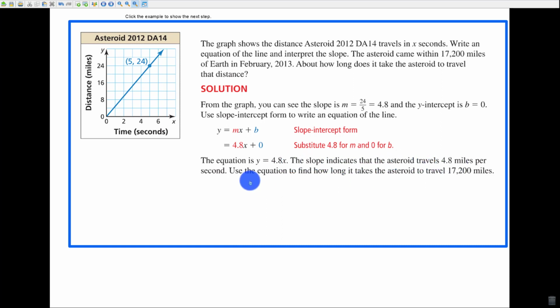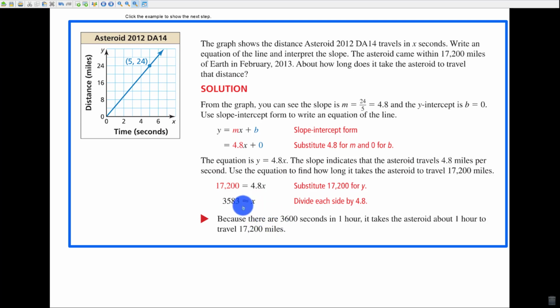which means the asteroid is going to travel 4.8 miles per second. In order to figure out how long it takes to travel 17,200 miles, like it asks here, we must say the total distance is our y value. We should replace that with 17,200 equals 4.8x. Divide by 4.8 using inverse operations, and you find out that it takes 3,583 seconds for it to travel 17,200 miles. So about 1 hour.